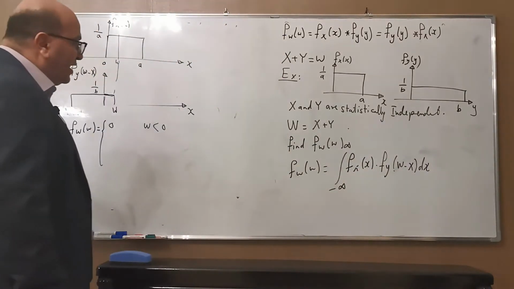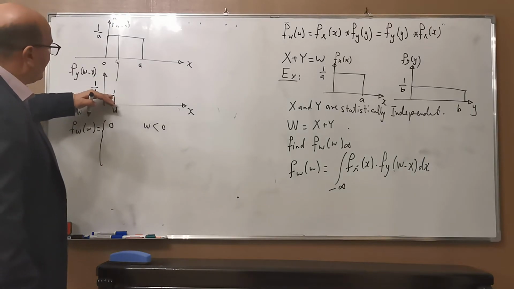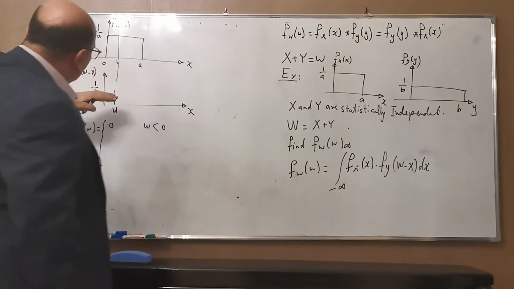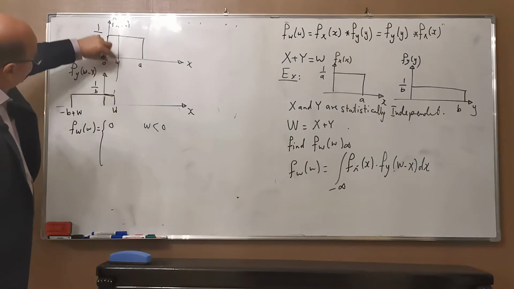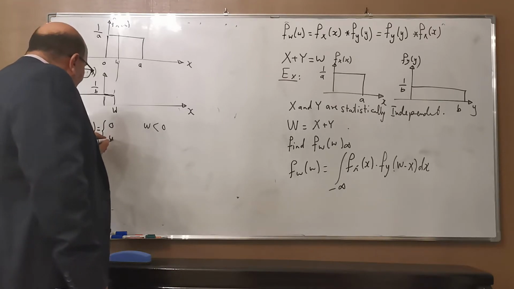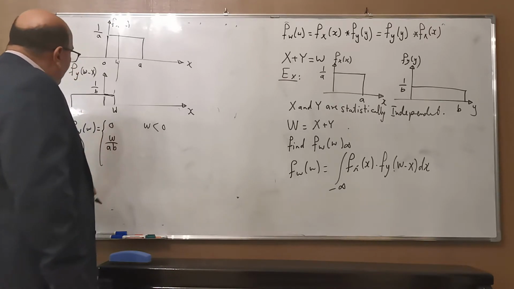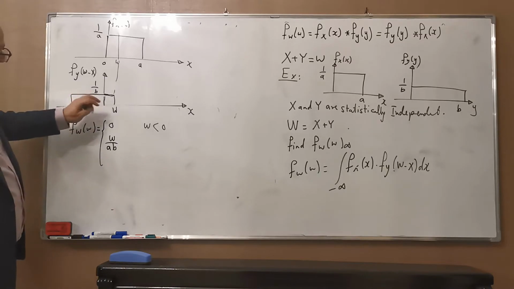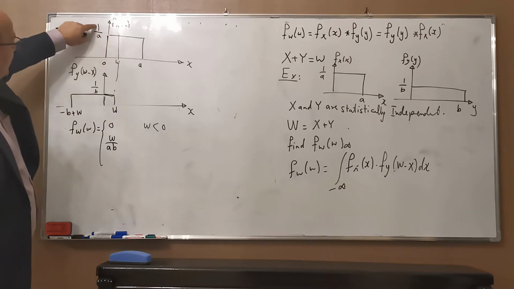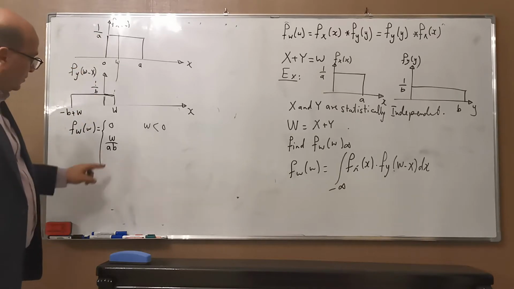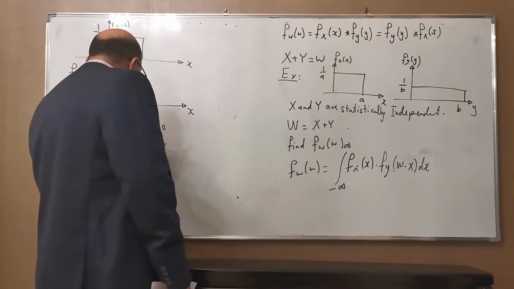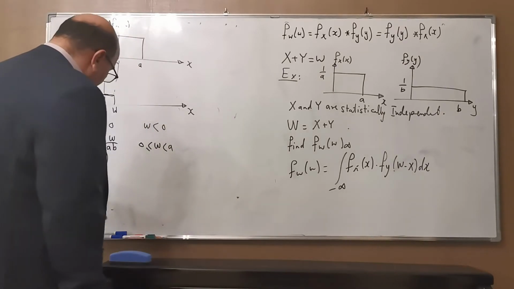The integration is the area under the curve of their multiplication. So we multiply those two and then we integrate. So our integration will be w over ab. w is the width. The amplitude of this rectangular shape is 1 over a times 1 over b. So this is for w greater than or equal to 0, less than a. Yeah?